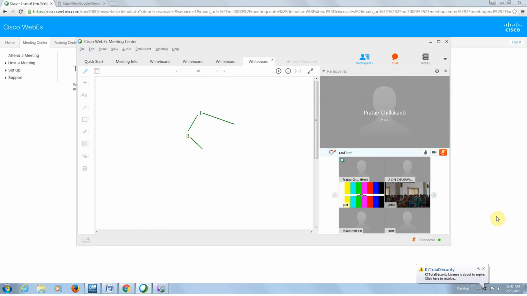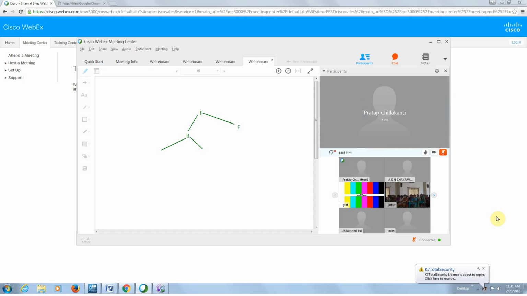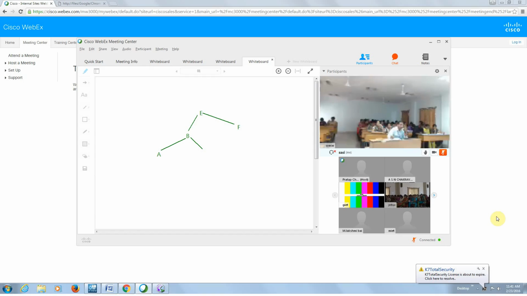Next. And B's left node is A and the right node is C. Okay, B's left node is A, right? B's left node is A and right node is C. C for cat. Yes, sir. Okay. And C's right node is D.